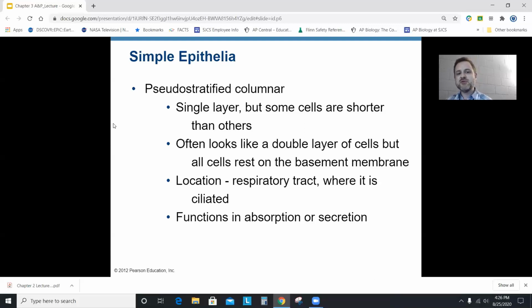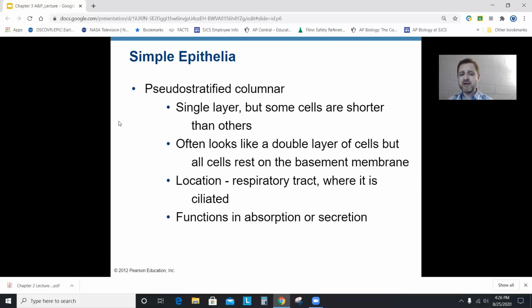Pseudostratified columnar. Pseudo means false. So it looks like it's a single layer. Actually, it is a single layer. Sometimes it looks like it's more than one layer because the cells can be different sizes. Some are short, some are taller. So it looks like it might be more than one layer, but it's really just one layer. They all rest on that basement membrane.